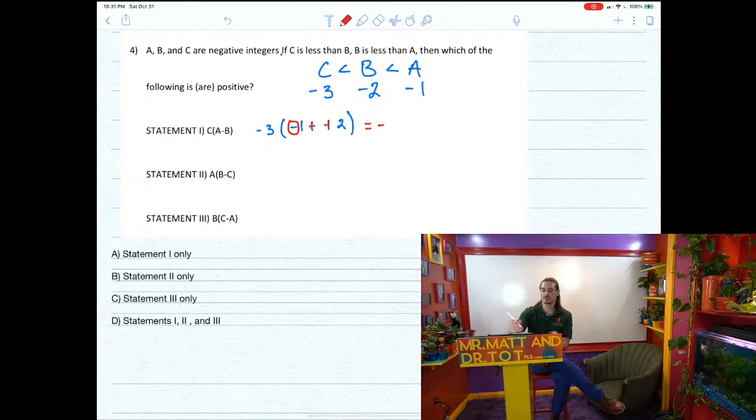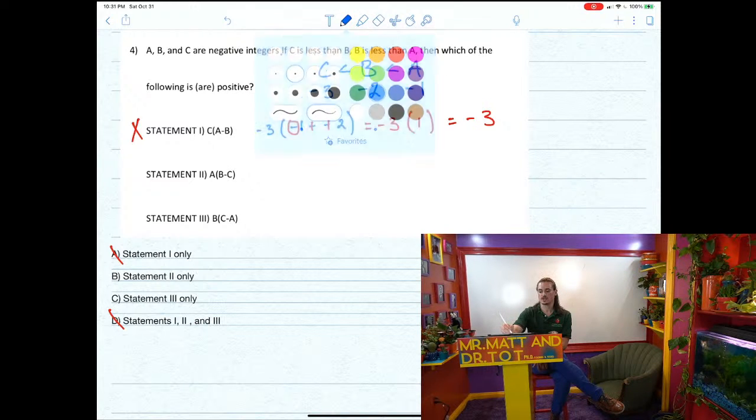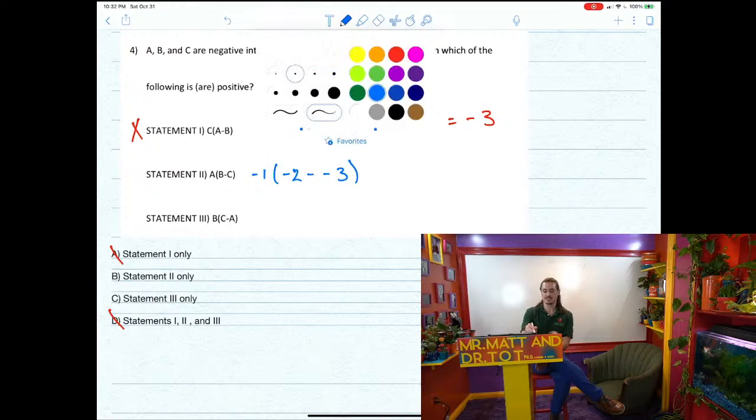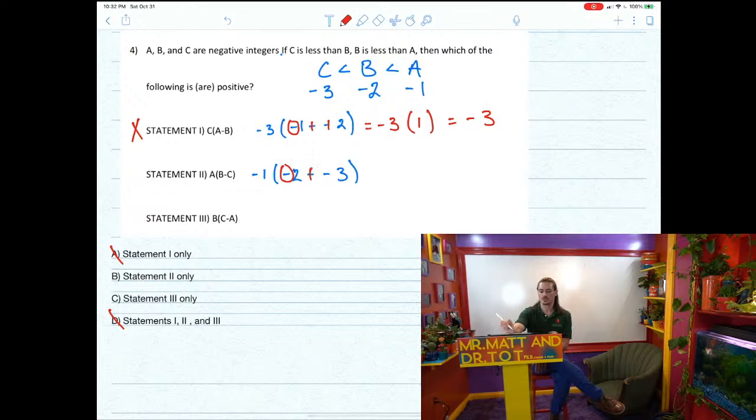Statement 2, subbing in, we'd get -1 times the quantity -2 minus -3. I'm going to do leave, change. Leave this guy, change that guy, change that guy. -2 plus a +3 is going to be a +1, so we're going to have -1 times a +1. That's going to give us a -1. That is not positive, so statement 2 is not true. Therefore, we know the answer here has to be C, statement 3 only. But let's go ahead and check.